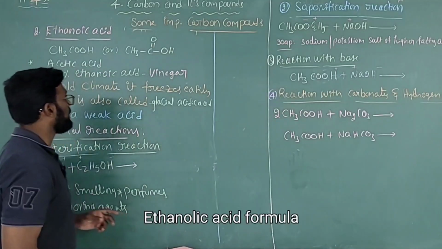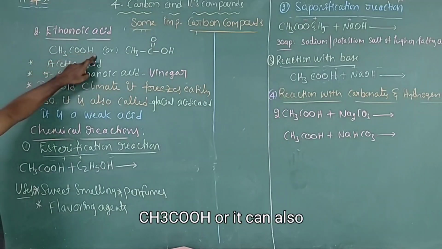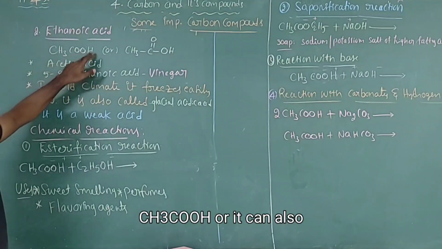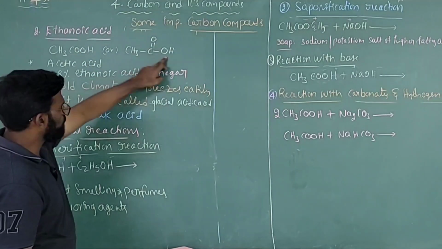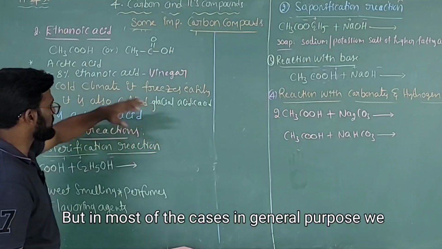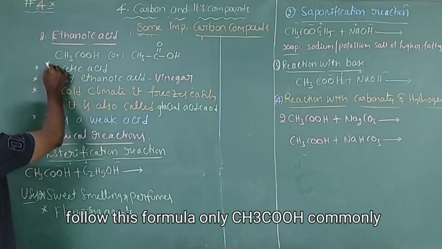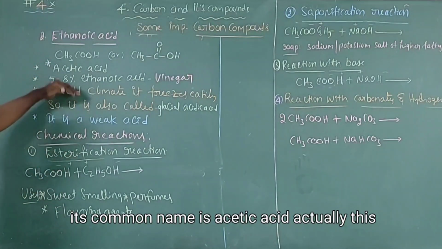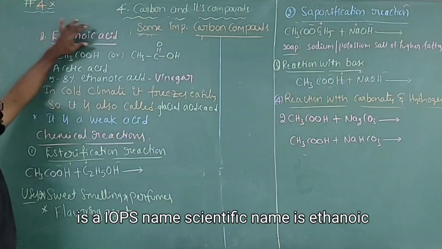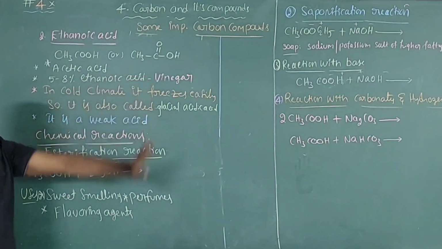The second compound is ethanoic acid. The ethanoic acid formula is CH3COOH, or it can also be written as CH3C double bond OH. But in most cases, for general purposes, we follow this formula only, CH3COOH. Commonly it is called acetic acid. Its common name is acetic acid. Actually, this is the IUPAC name, the scientific name is ethanoic acid. And 5 to 8% ethanoic acid is called vinegar.